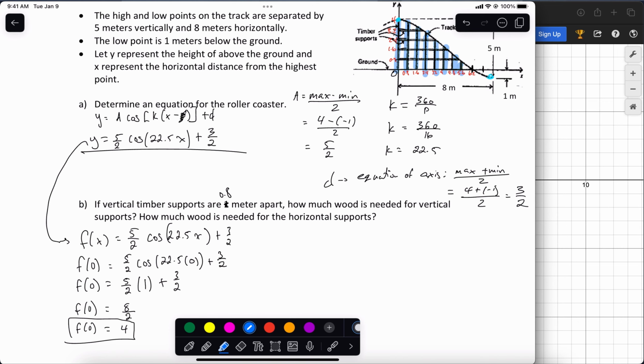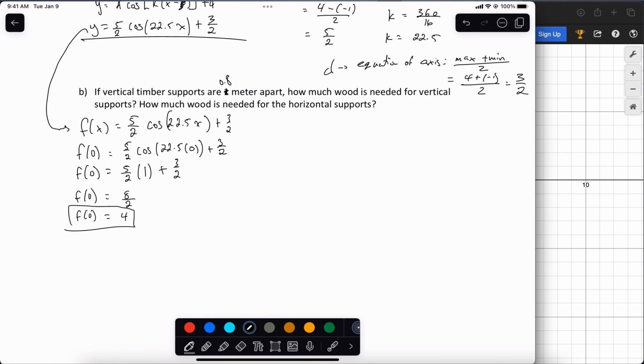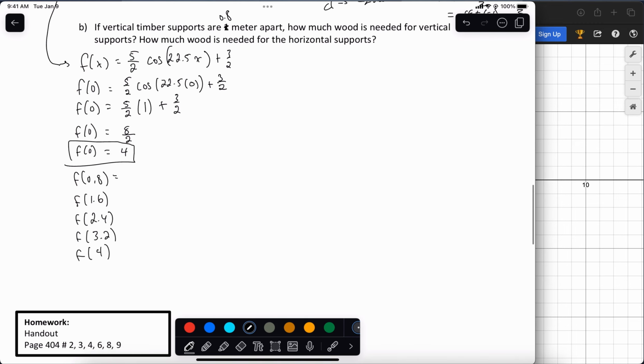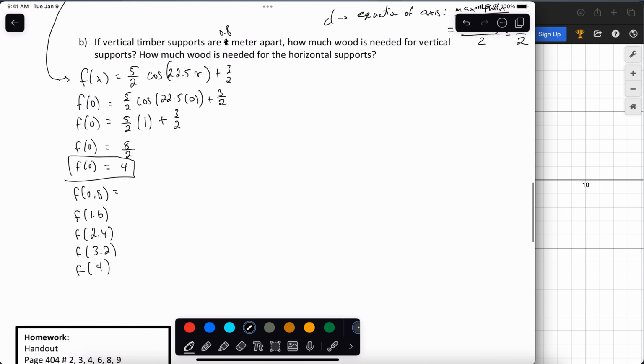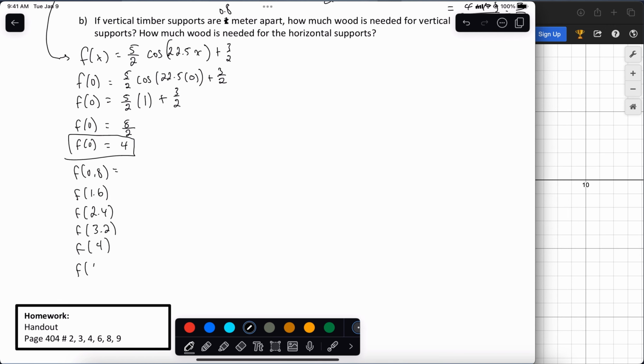Okay, so what I want to do is use Desmos to help me figure out what is the value of the function at 0.8, what is the value of the function at 1.6, 2.4, 3.2, 4, and so on. Okay, until I get to what looks to be about 5.6 would be the last one, right? So I want to check f at 4.8, and then f at 5.6. Okay, all of these are going to have values.